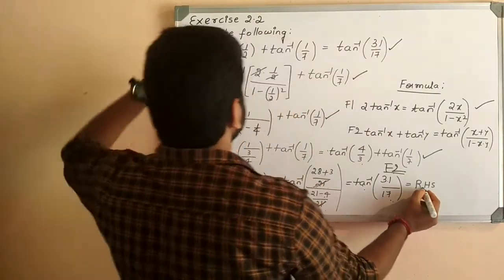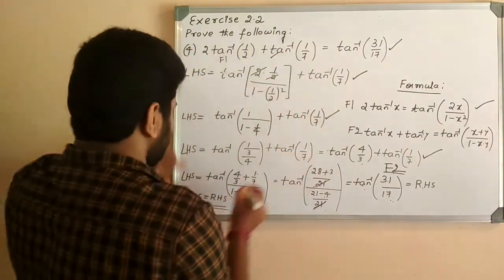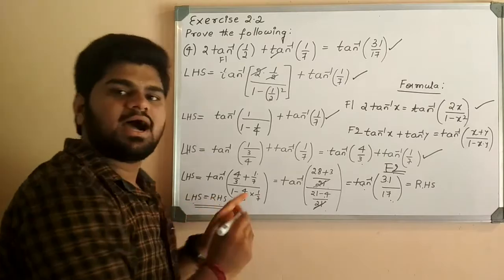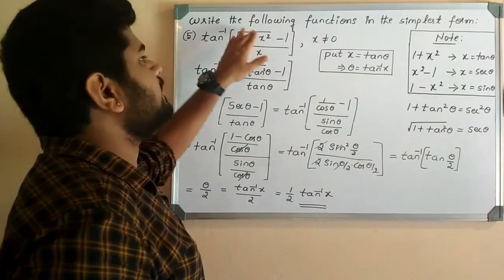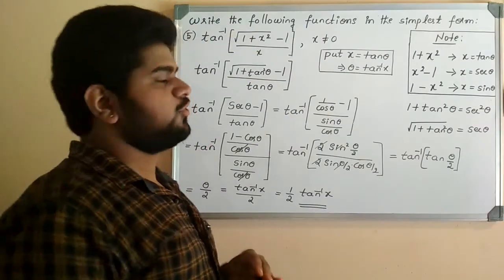We consider LHS. LHS is equal to RHS. So write the following functions in the simplest form.